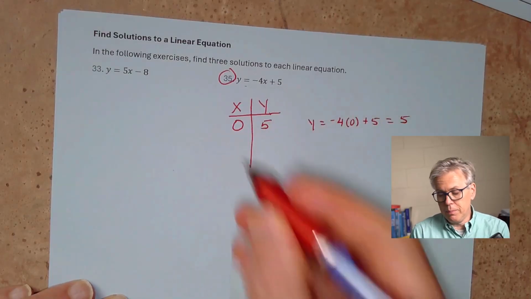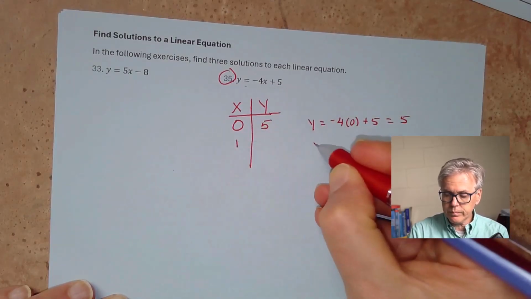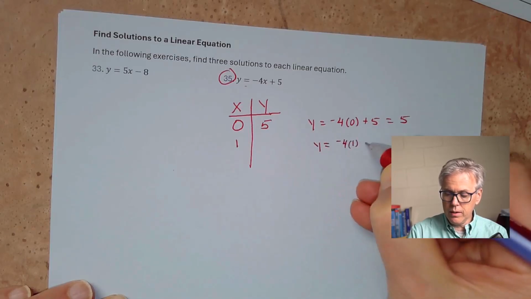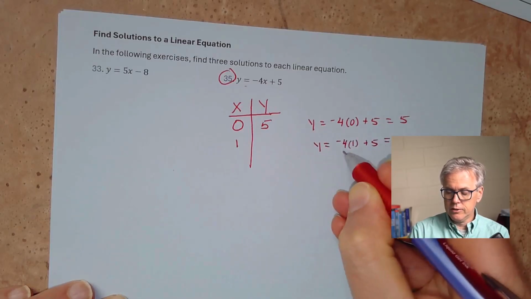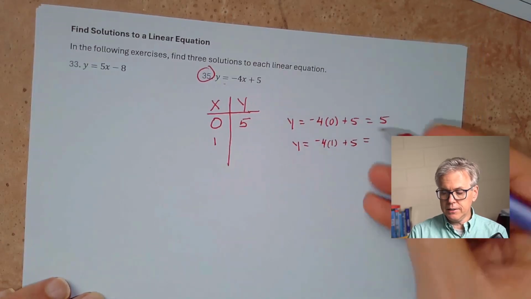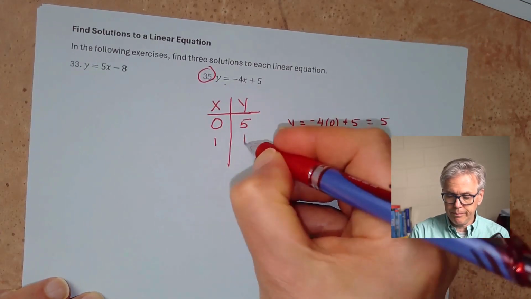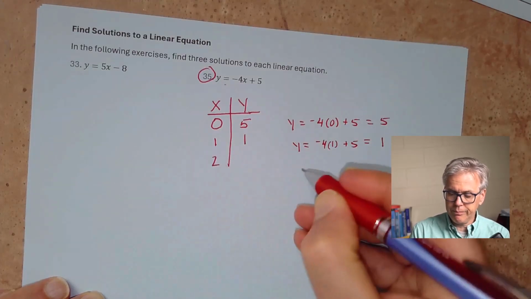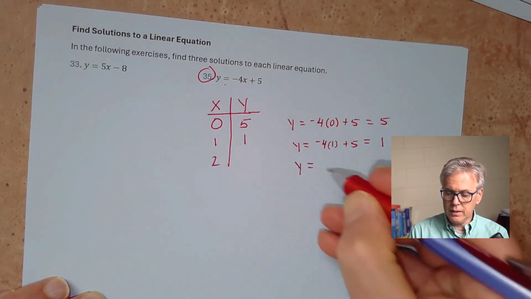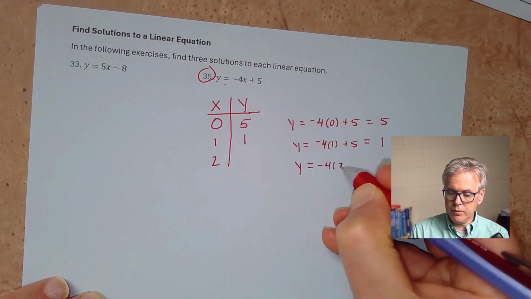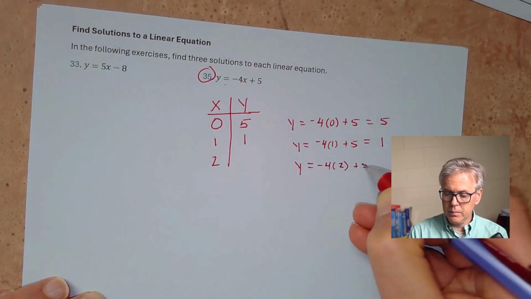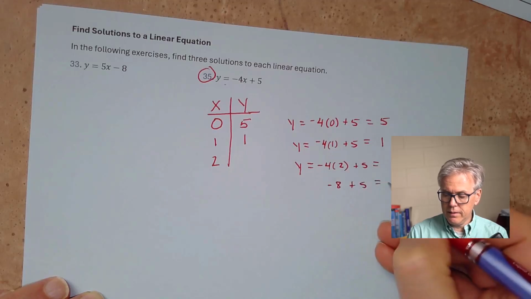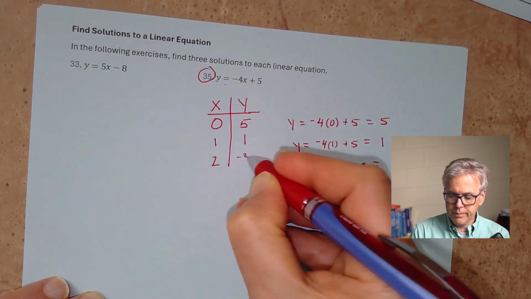Okay, what's another number you want to pick? Well, no fractions here, so no big advantage. I'm just going to choose a 1. So y equals negative 4 times 1 plus 5. So negative 4 times 1 is negative 4, plus 5 is 1. And we want to find 3, so let's pick one more. How about 2? So y equals negative 4 times 2 plus 5. So it's going to be negative 8 plus 5 is negative 3.